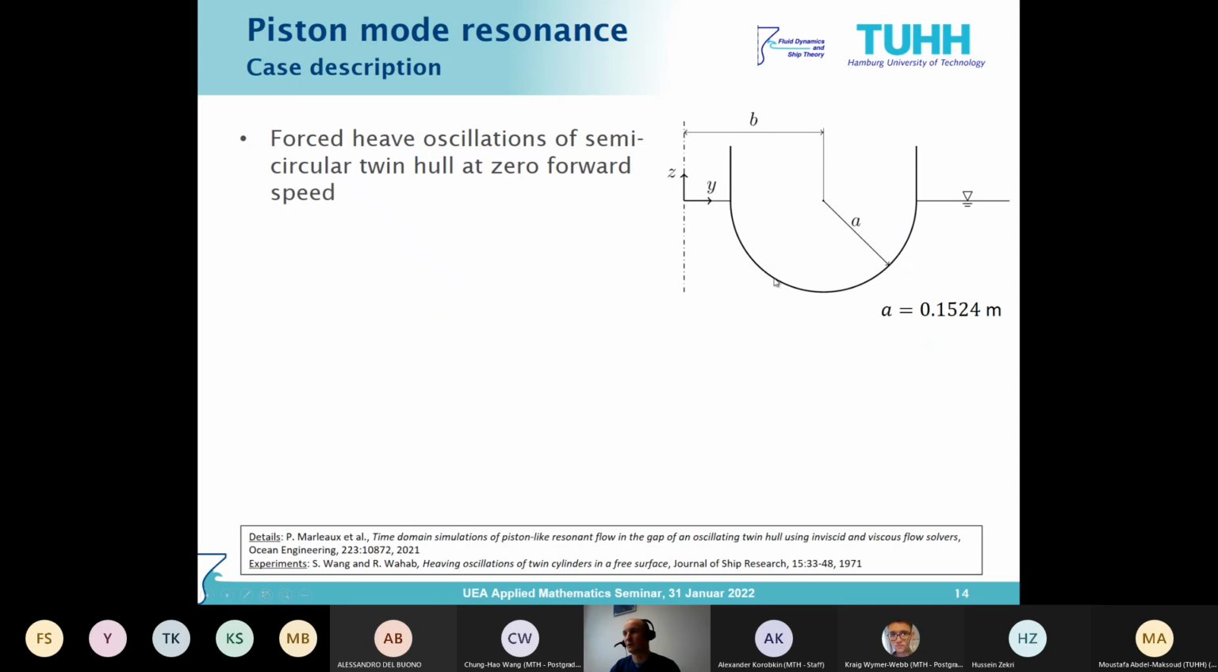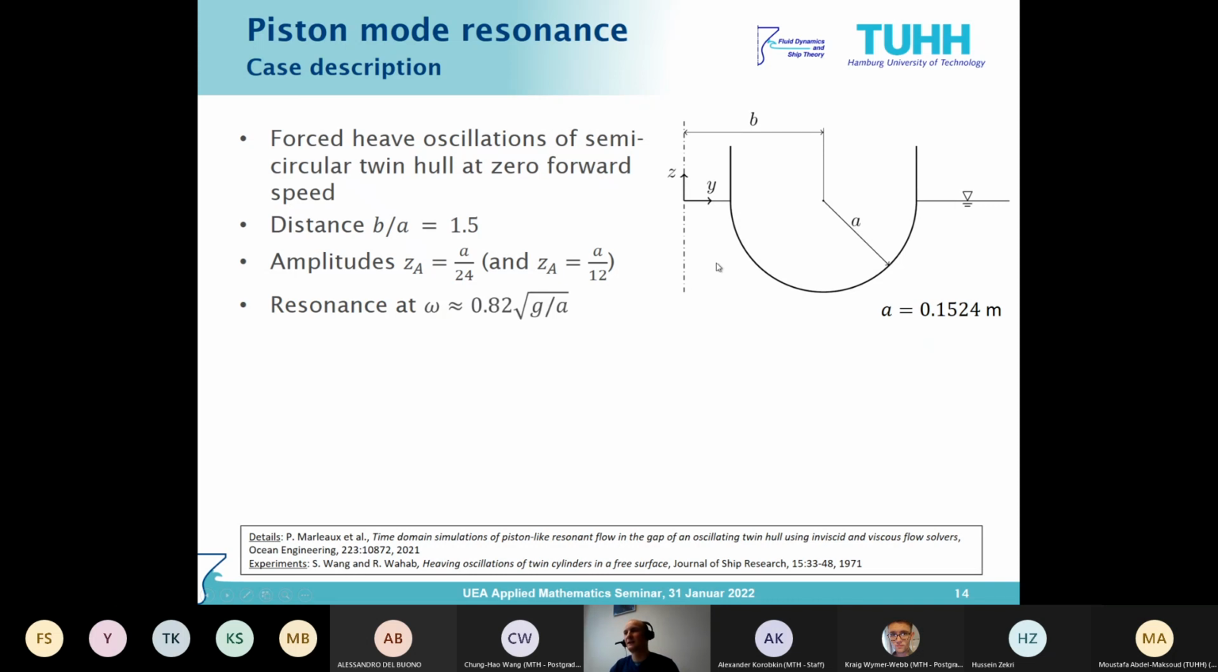And what we have here is a twin hull, which is a semicircular shape. And here's a symmetry plane, so the same thing is going on the other side. It's at zero forward speed. We choose a certain distance, b to a of 1.5, and two different motion amplitudes. So there are heave oscillations that we are investigating here. I will show you just the small amplitude, but we also investigated a larger amplitude.